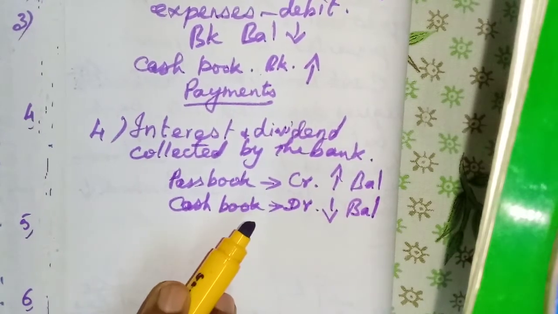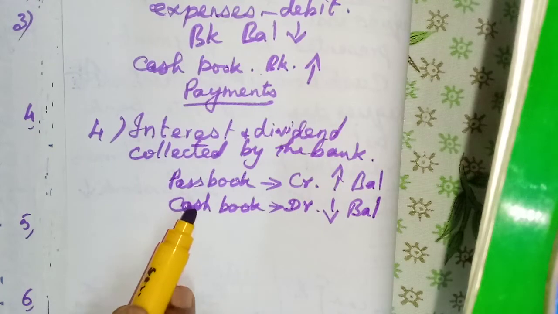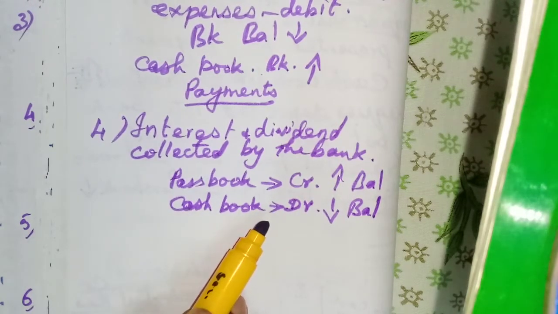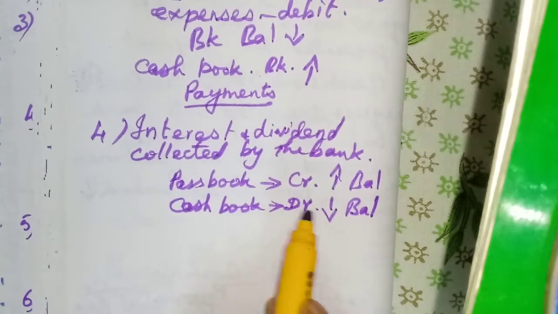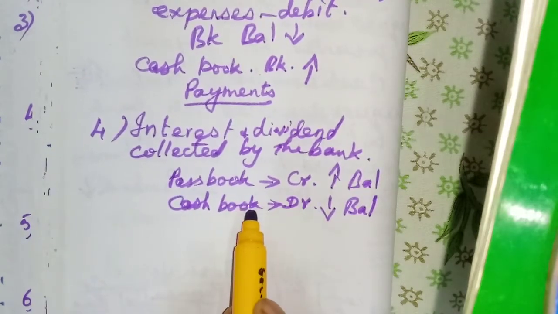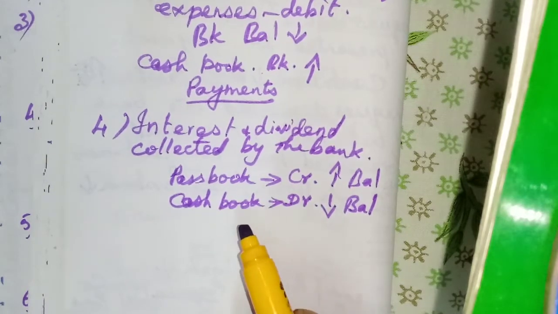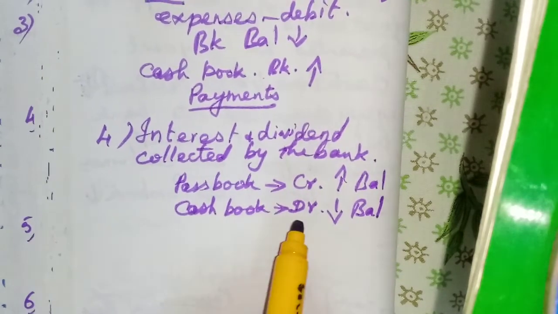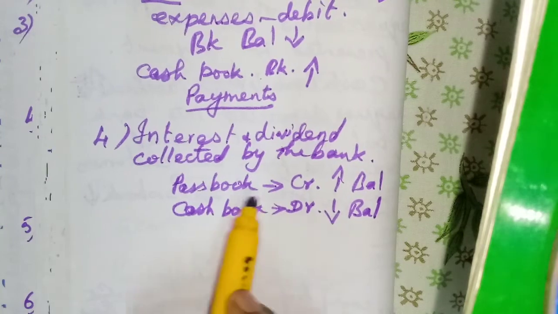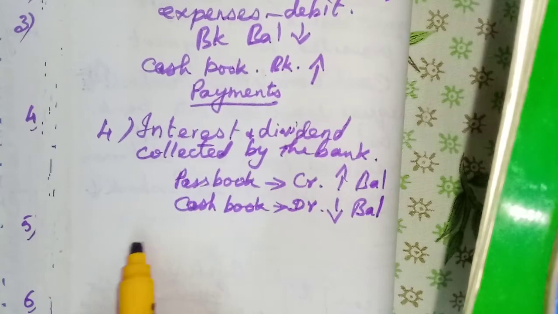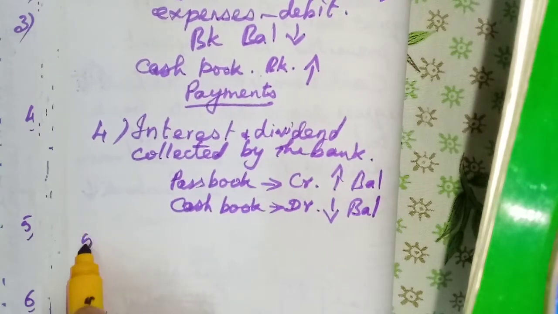Here, we will make the entry once we get the passbook statement from the bank. Only if any entries are made in the passbook can we come to know and enter them in the cash book. Until then, the cash book will show less balance and the passbook will show more balance. That is why the difference appears.